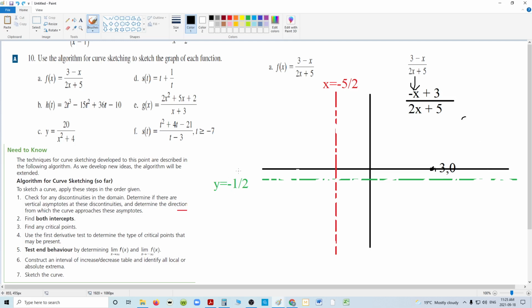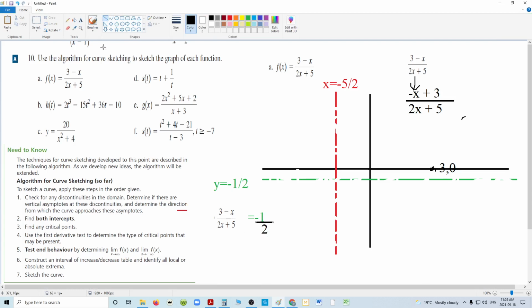But to see if it crosses through, you now have to make the entire thing equal to negative 1/2 to see if it does. So just remember that's negative 1 over 2.